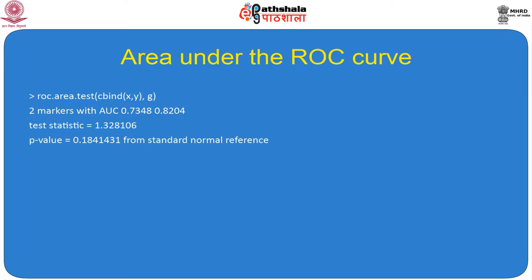So it's a measurement of sensitivity. The first measurement, sensitivity, is coming as 73.48%, whereas specificity is coming as 82.04%. Now when we put this test statistic, we find there is no significant difference between the two diagnostic tests. This can be used in real life scenarios. This function is called ROC.area.test.